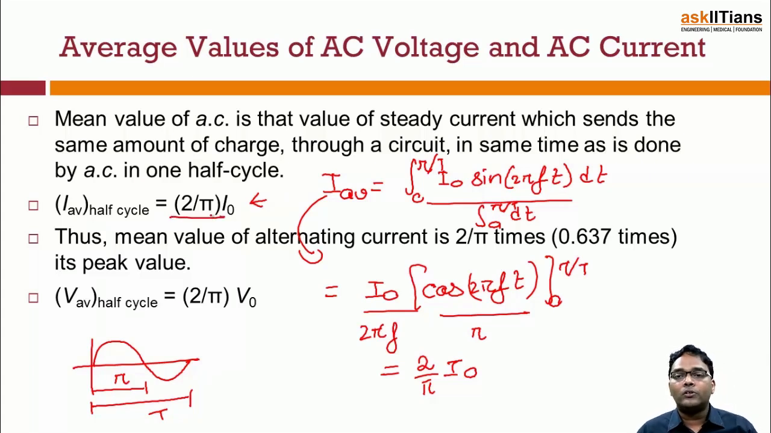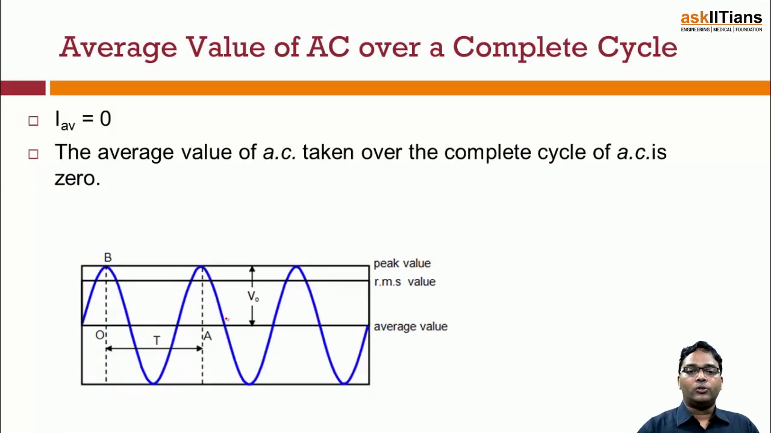As a result, for the half cycle this is the average. For the full cycle, the average value of current is going to be 0, because there is some average value of current here and an oppositely directed average value of current there. So the total average value of current for the full cycle is going to be 0. In the same way, for V average, it has the same expression, 2 by pi into V naught, right? So this is how the relation goes.